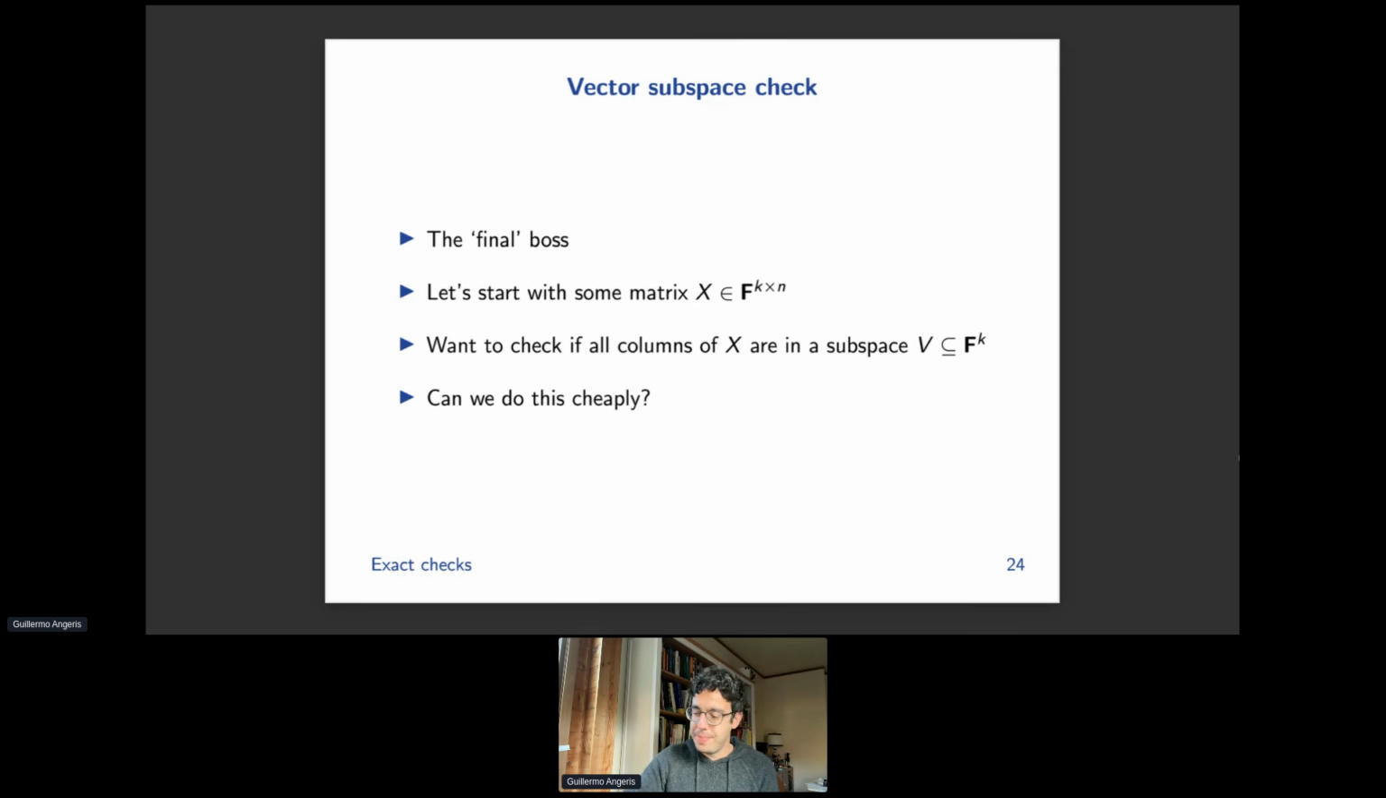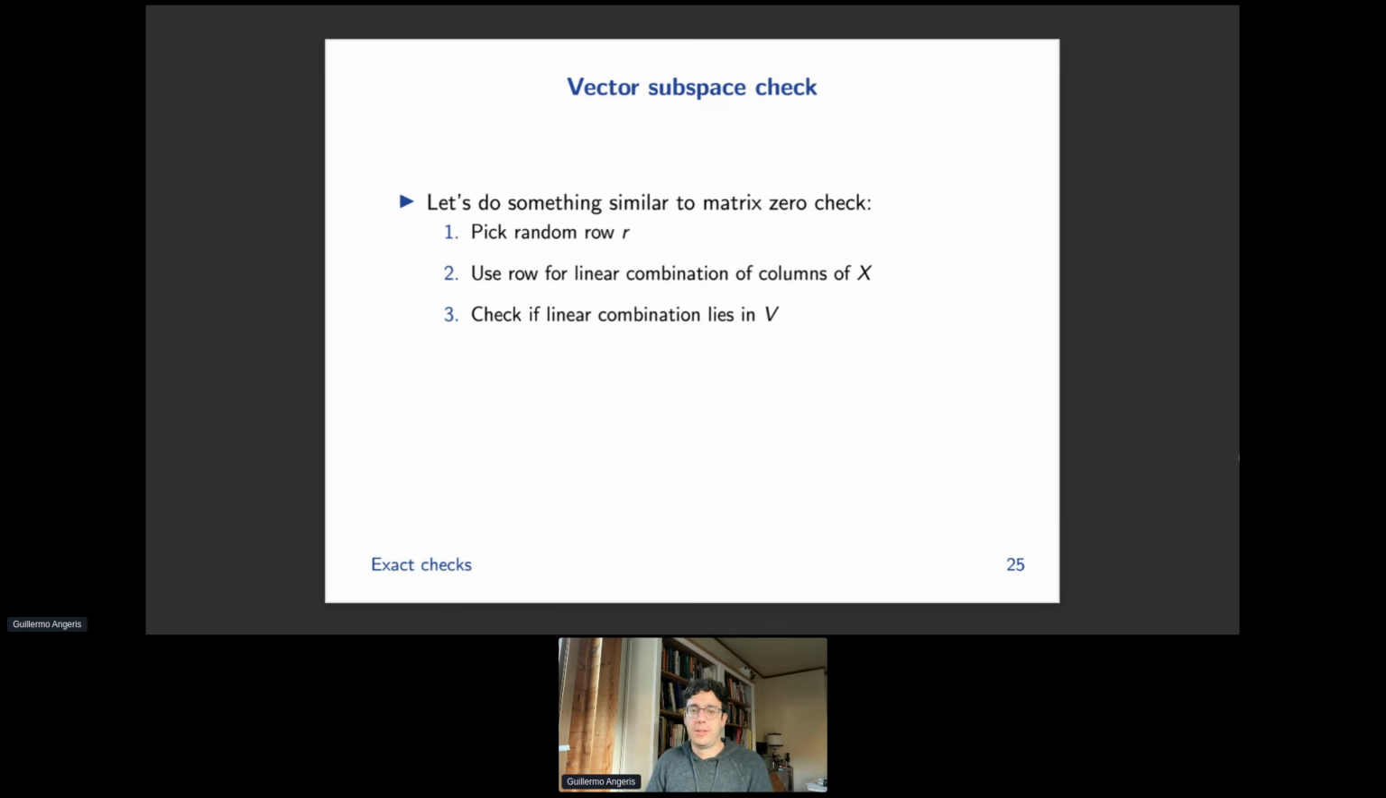Can we do this in a way that doesn't require us to verify every single column of the matrix X? Let's do something very similar to what we did with the rewriting of the matrix 0 check. We're going to pick a random row R of the error correcting code matrix G, and use that random row as the weights of a linear combination of the columns of X. Then we check, not the individual columns, but whether the linear combination using that randomly sampled row also lies in the space V.